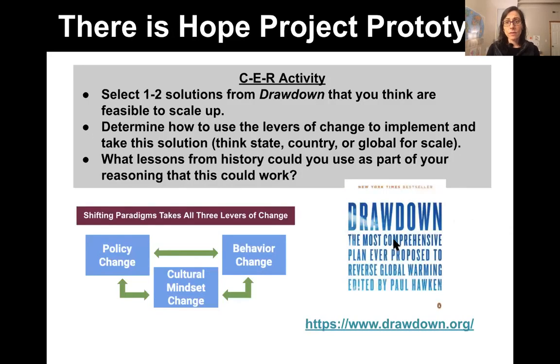So that's a really fun project for students. I think you can do this about secondary up. If you want to use it with upper elementary, you really need to like make the reading a little bit more simplified for them before they can really tackle it, because it's definitely at a secondary reading level. But have students select 1 to 2 solutions from Drawdown, think about what's feasible, think about what they could scale up, determine what might be the levers of change that they would use and where are they using it.